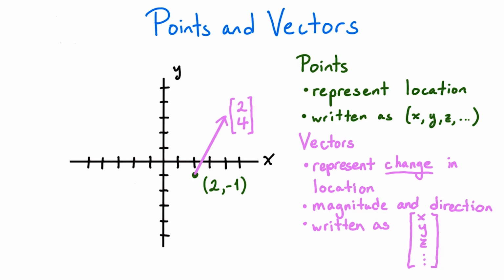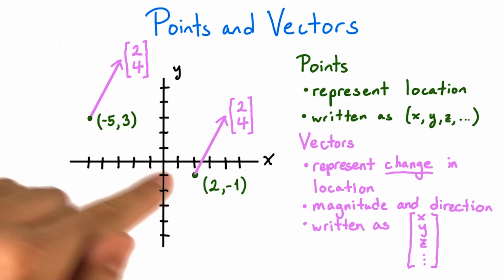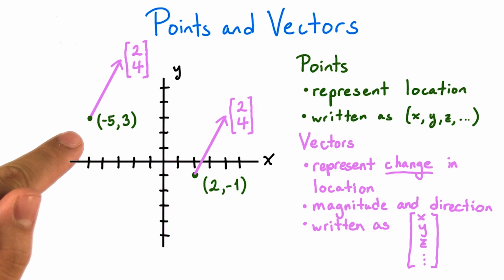One major difference between a point and a vector is that a vector does not have a fixed location. If I draw the same arrow starting at a different point, it will still be equal to the first arrow. This is an important distinction. 2 vectors are equal if they represent the same amount of change in each direction, while 2 points are equal only if they are located in the same place.